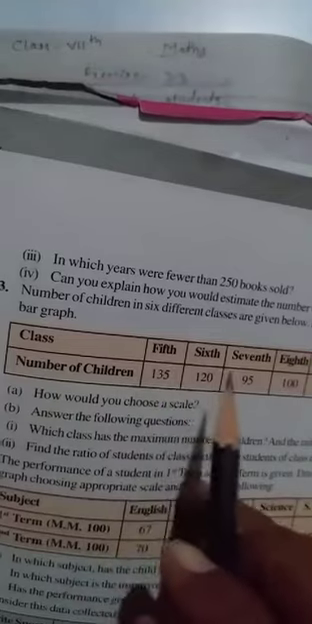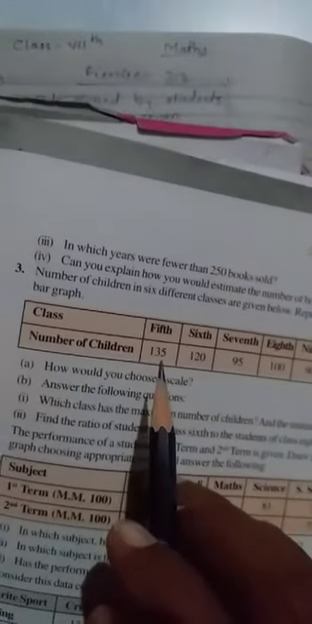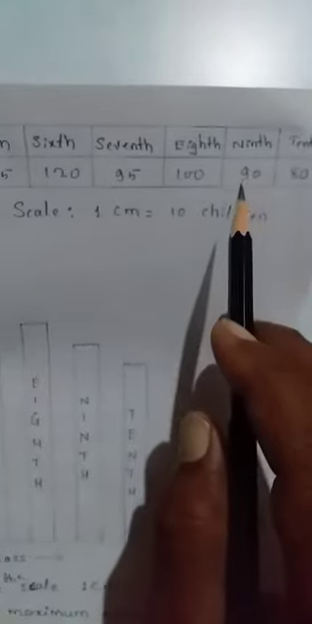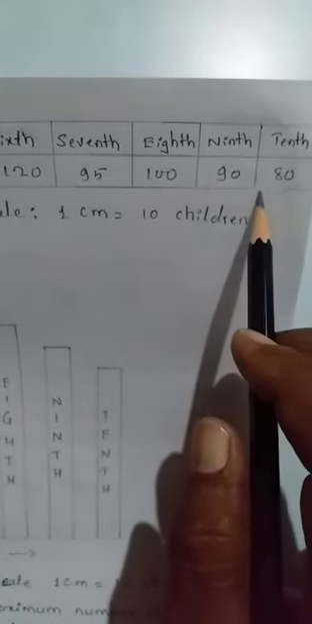With the help of this given tabular column, first construct the bar graph. Now, here the bar graph is constructed. Look at this bar graph. According to the given question, this is the tabular column. Here 5th class, the number of students is 135, 6th 120, 7th 95, 8th 100, 9th 90, and 10th 80.